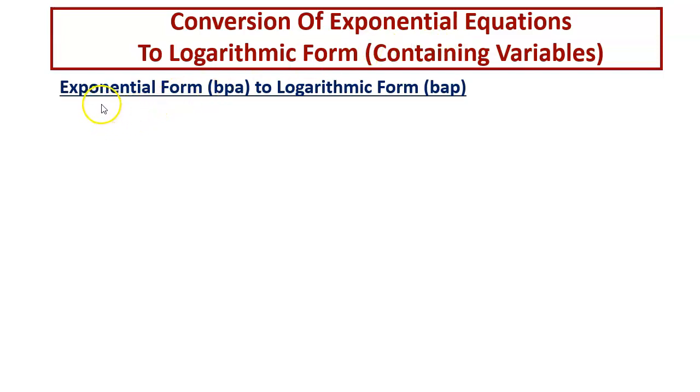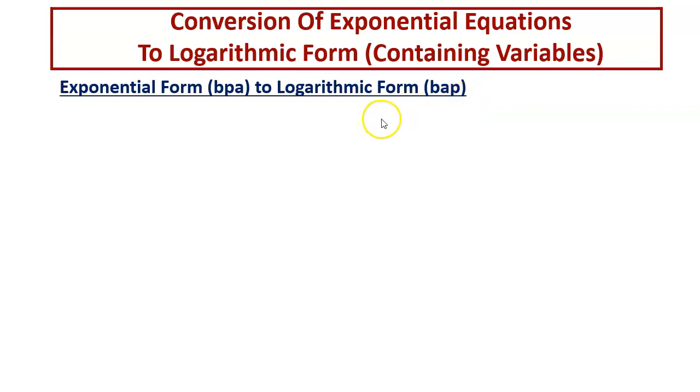First of all, let me remind you that we are reading the exponential equations in this form, the BPA form, where B stands for the base. We always read from left to right, and B stands for the base, P is the power, and E is the answer. To logarithmic form, which is BAP, where B is the base remains the same. The answer gets converted to the argument and the power gets converted to the product, which means the result.